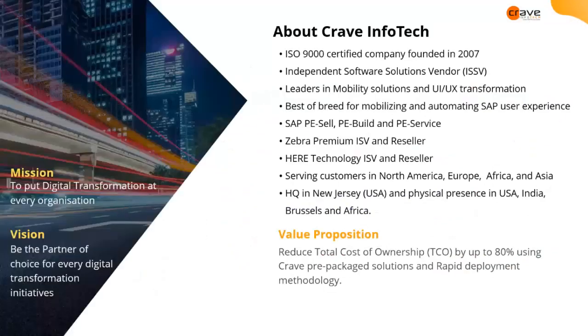A little bit about Crave Infotech. We are a 13-year-old company. We pride ourselves on being a leader in mobility solutions. We have three key partnerships with SAP: sell, build, and service. We are a Zebra PMM ISV and reseller, and a Hero Technology ISV and reseller. And we have a global presence. North America is headquartered in New Jersey, with physical presence in the other areas. We are supported by a very strong offshore setup in India that helps us optimize our cost while keeping the quality at the same level.